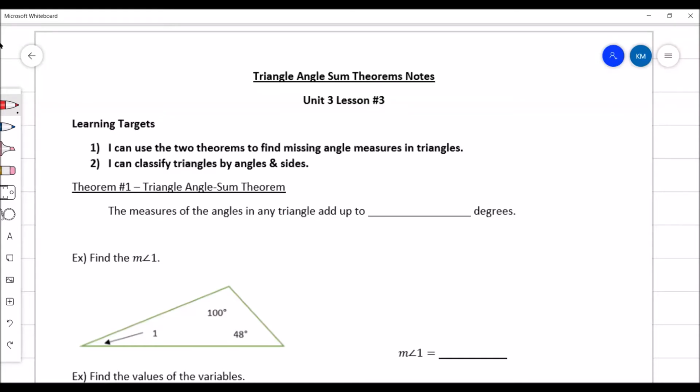Today we're going to look at triangle angle sum theorem notes. At the end of this video, you should be able to use the two theorems to find the missing angle measures in triangles, and you should be able to classify triangles by angles and by sides.